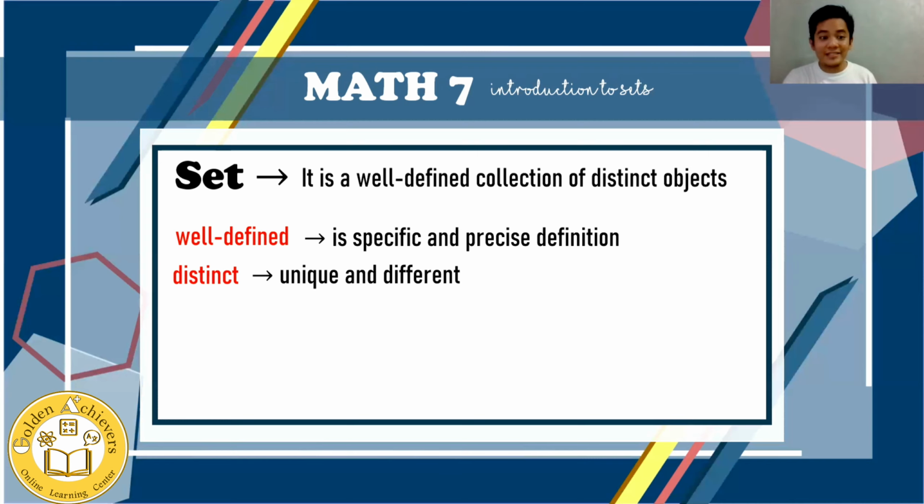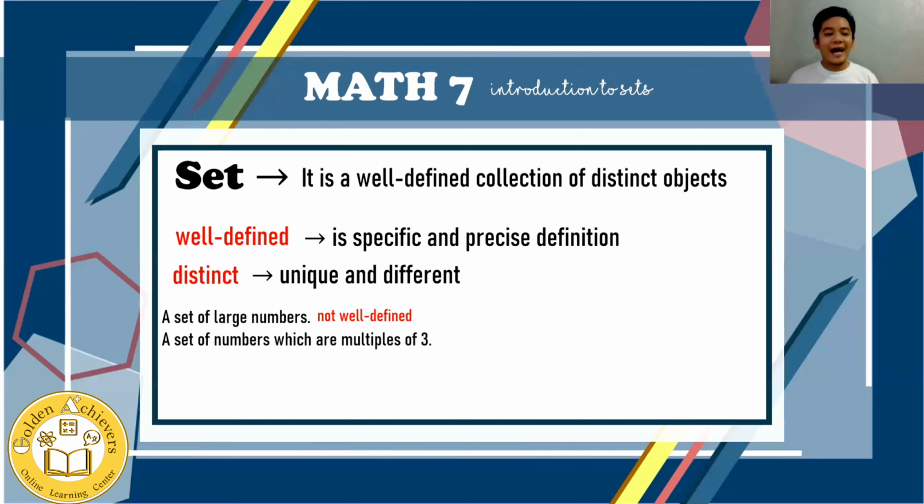Let us have this activity. You just have to tell me if this set is well-defined or not. Number one, a set of large numbers. Do you think this is well-defined, or specific and precise? No. Why? Because different people have their own perception of large numbers. Maybe for me, a large number is millions. Maybe for you, large numbers would be hundreds. So we have different standards, and therefore that will not be a well-defined set.